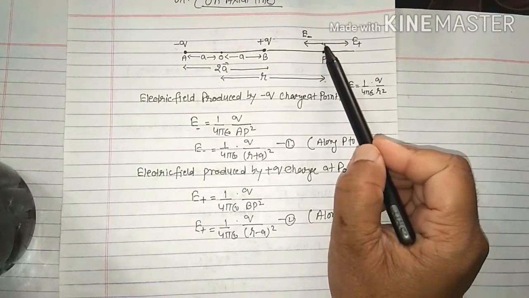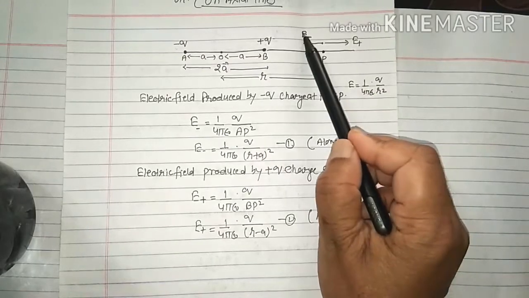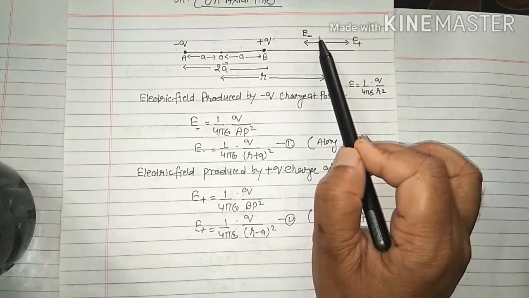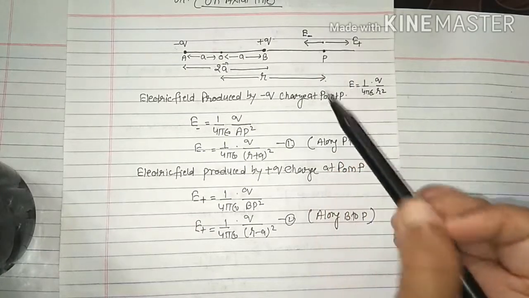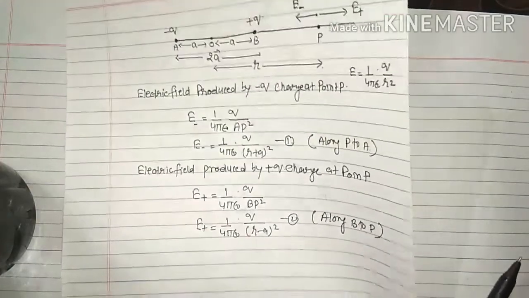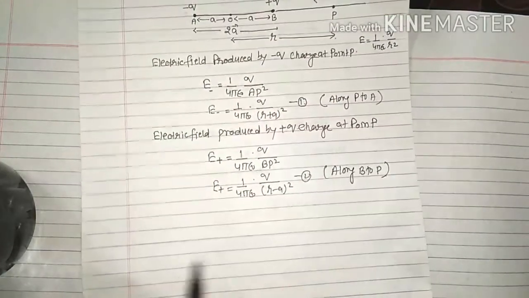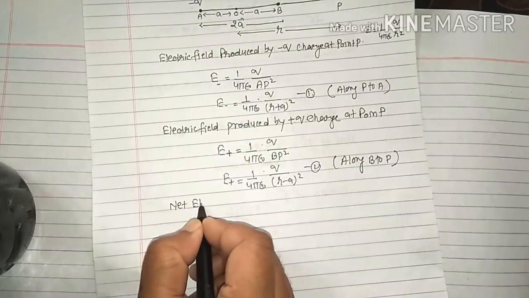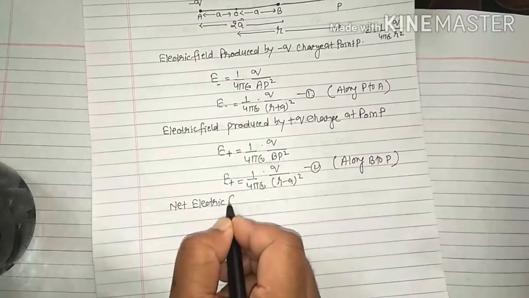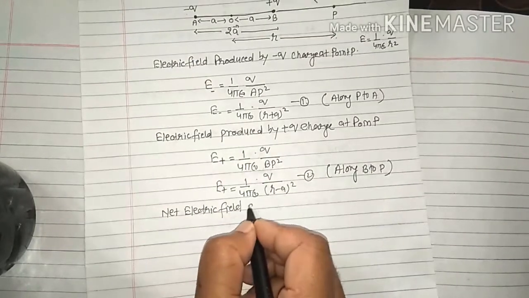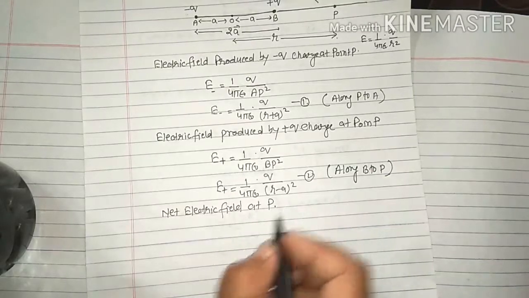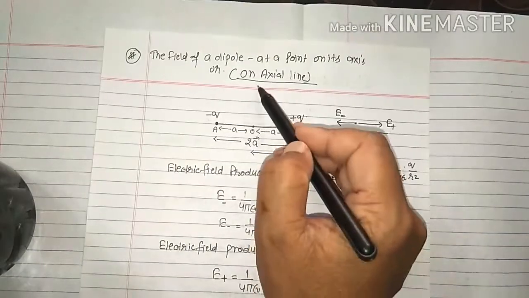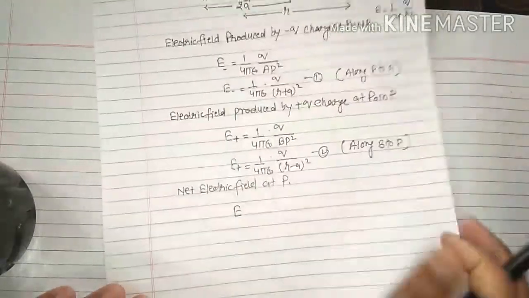So finally, how much electric field intensity have we got at the point of observation P? Just look at this diagram: E minus and E plus, and the directions of these two vector quantities are just opposite to each other. So we can find the resultant electric field intensity. So the net electric field at point P, and this special case is the axial case.